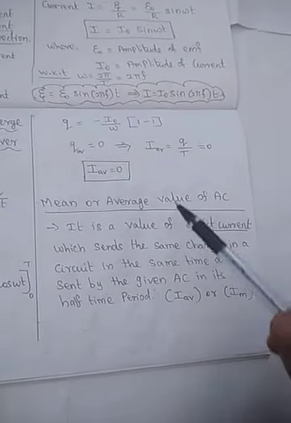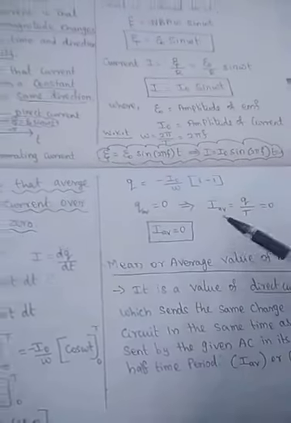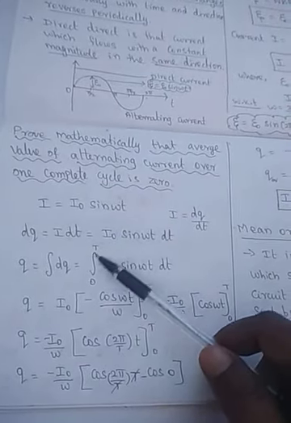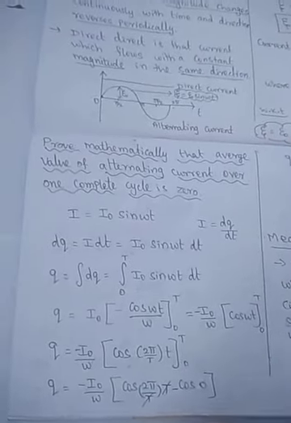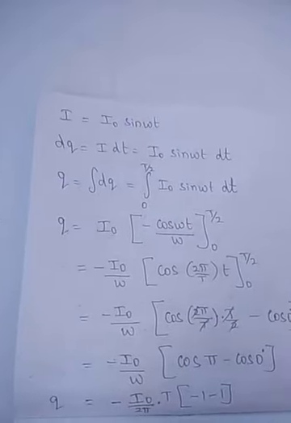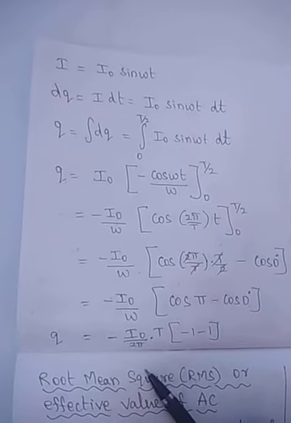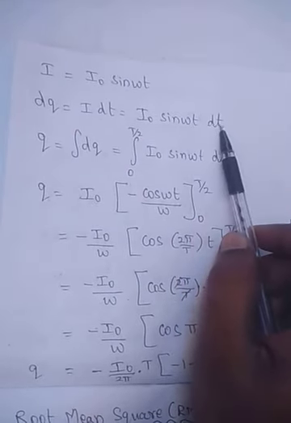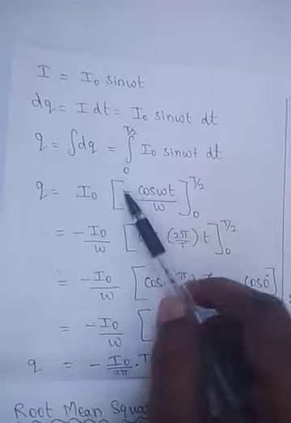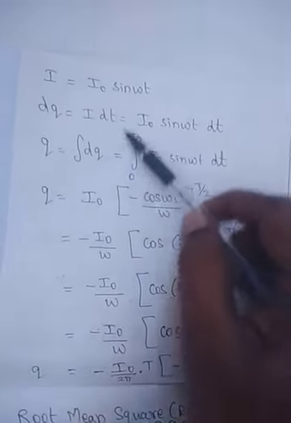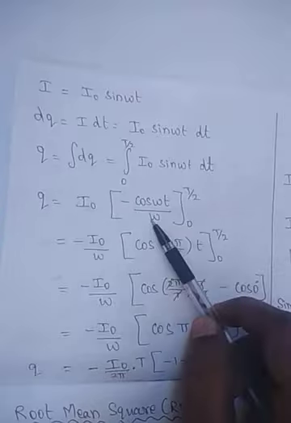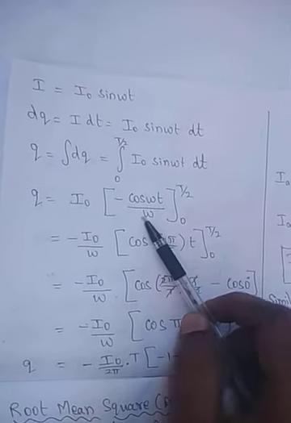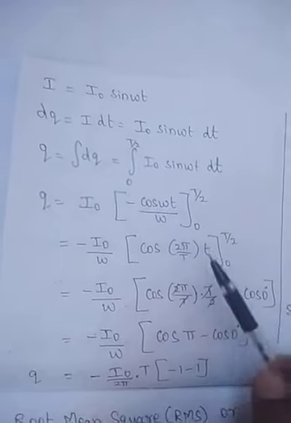So in the integration we have to put T by 2. The mathematical calculation is the same, but instead of the total time we take T by 2. So I is equal to I naught sin omega t, then dq is equal to I into dt, so instead of I, sin omega t into dt. Then integrating on both sides, I already told you that only the limit changes: instead of integrating over one complete cycle, for the half cycle we take 0 to T by 2.